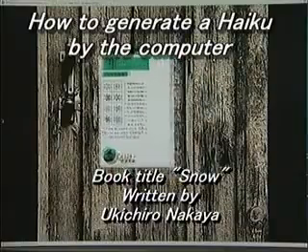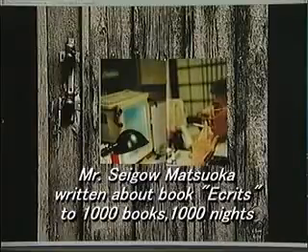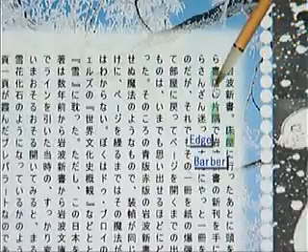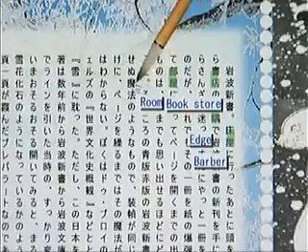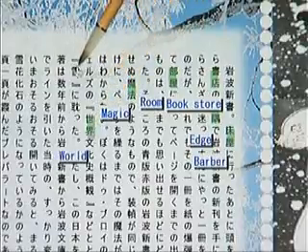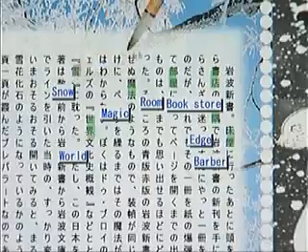Here's how to generate a haiku by computer. To illustrate this, we will use Seigo Matsuoka's commentary on the book Snow, written by Ukichiro Nakaya. Here the user selects candidate haiku phrases: barber, edge, room, magic, world, and snow, which are highlighted in green.